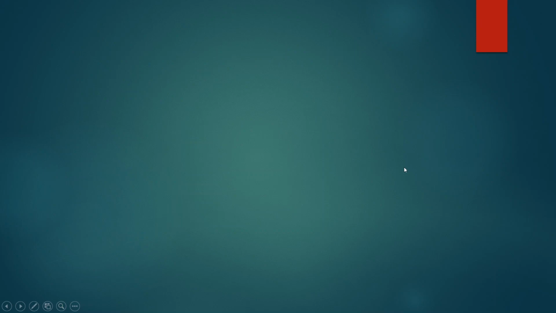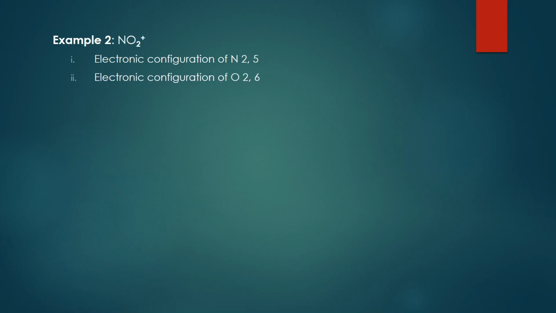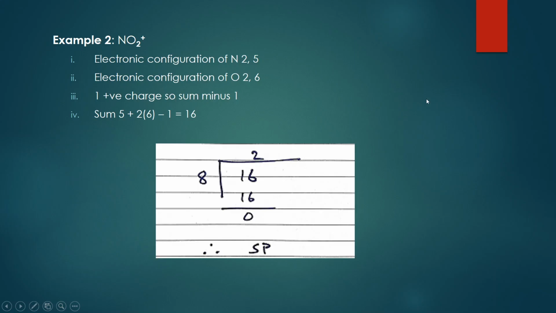Let us see other example, that is NO2 plus. The electronic configuration of nitrogen is 2,5. The electronic configuration of oxygen is 2,6 and it has one positive charge on it. So this one is subtracted from the sum total of the valence electrons. Now let us see the sum. It is 5 plus 2 into 6. It is 2 into 6 because there are 2 oxygen atoms and minus 1 because of the positive charge. So it becomes 16.